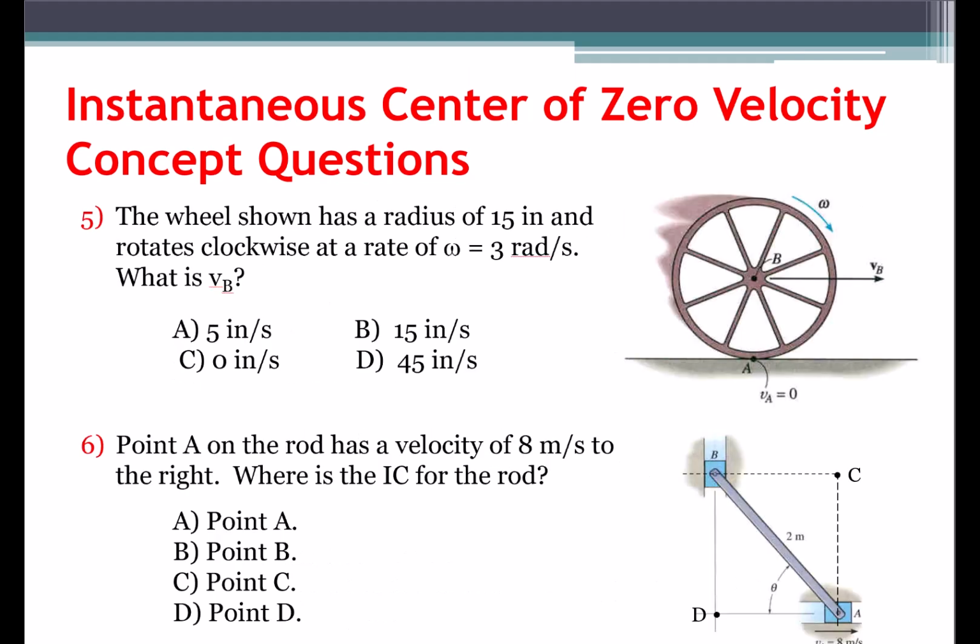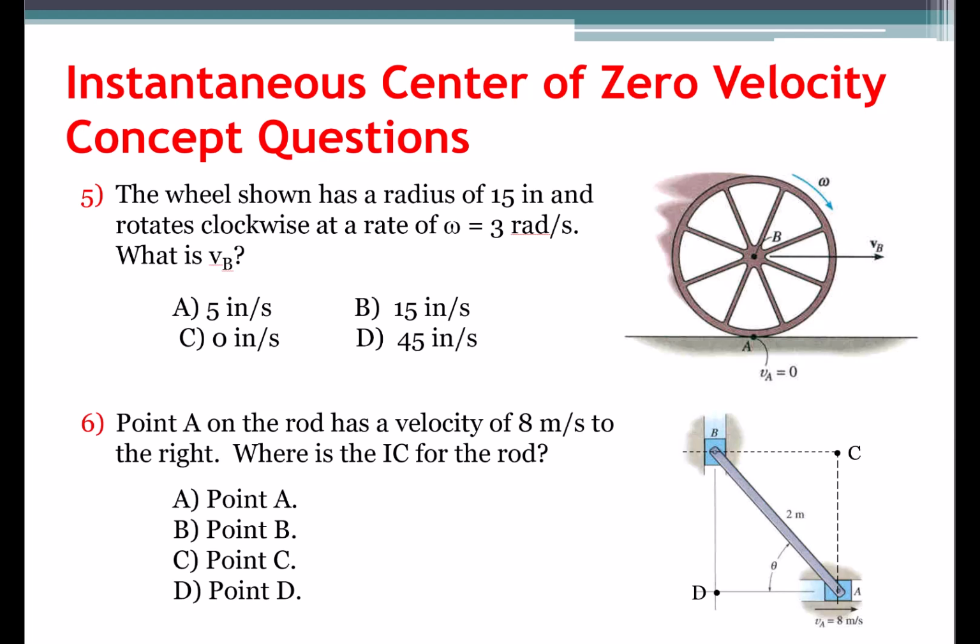And question 5, the wheel shown has a radius of 15 inches and rotates clockwise at a rate of omega 3 radians per second. What is VB? Well, it's a simple relation. I'm working with the units. VB = 3 times 15. So this is the velocity. The answer is 15 inches per second.